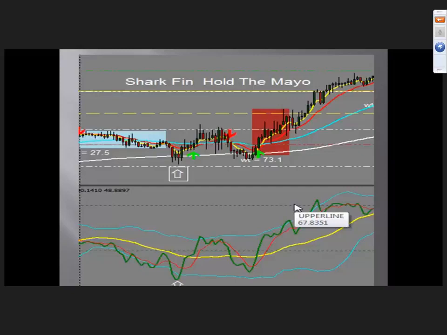Okay, look. This is shark fin hold the mayo. It's not a sandwich. I know you thought that. Hold on, I need a sip.